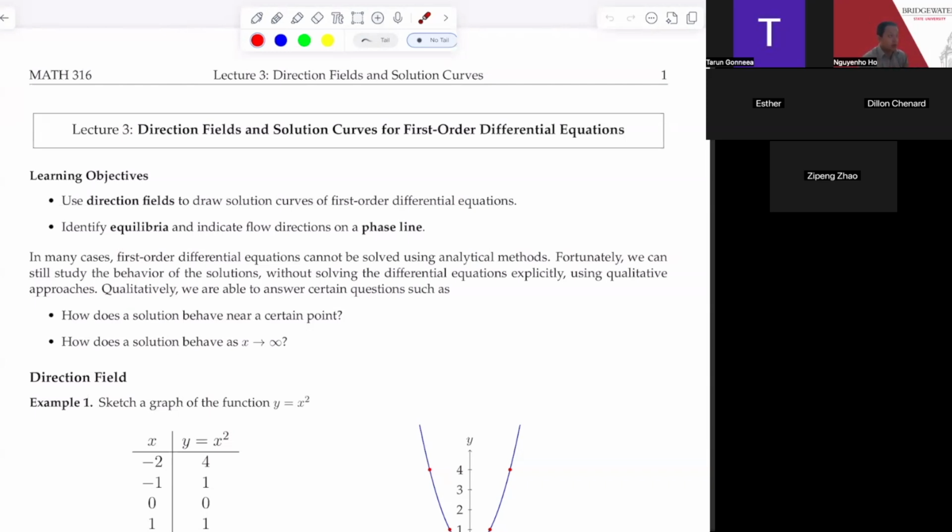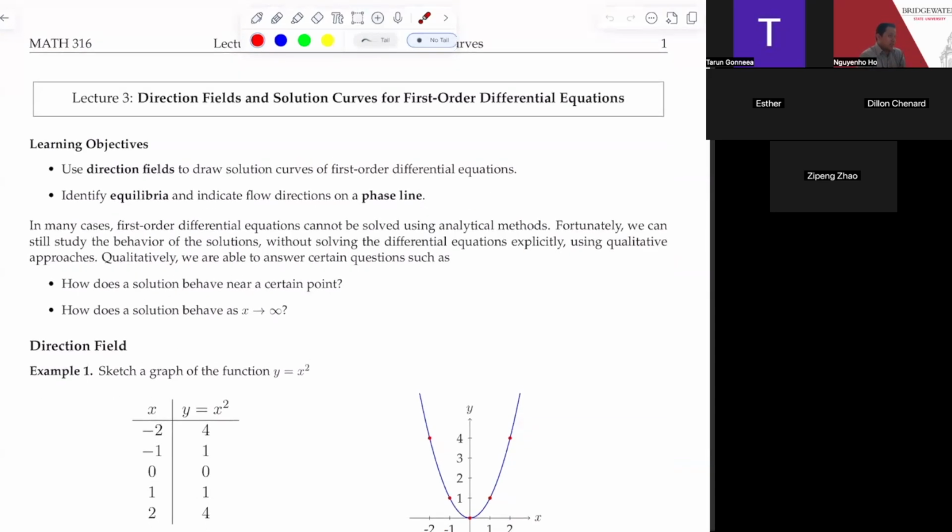the second order differential equation, you have to do something else. So I'm not going to do that for the time being. But I want to emphasize that the direction field and solution curves that we cover in this lecture are just for the first order differential equation. Later on, we're going to identify equilibrium points, or equilibria, and indicate flow directions on a phase line. Again, what we're covering for the phase line is just the first order differential equation.